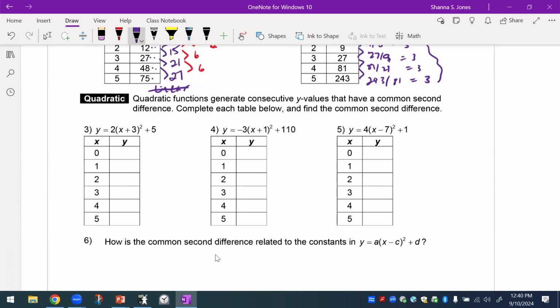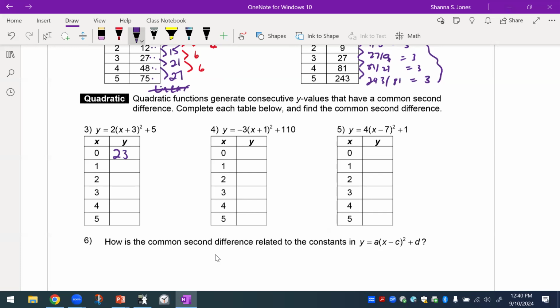What is 0 plus 3? What is 3 squared? What is 9 times 2? 18. And then plus 5, so our y value is 23. We survived. Y'all did it. Okay, let's do another one.